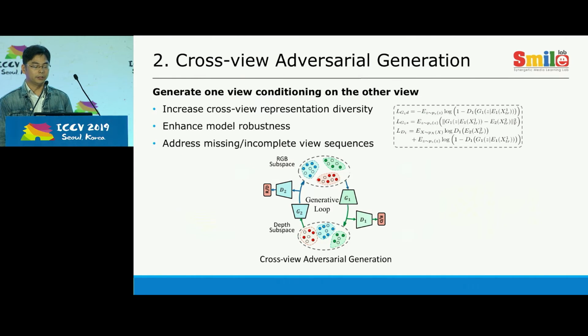Considering the missing data in the training stage, we explore the cross-view adversarial generations. So the idea is we want to generate the missing data in each view conditional on other views. So here we only show 2 view cases, so we have 2 generators, G1 and G2, as conditional GANs. So in this sense, with more data, we can improve the view-specific encoder learning to enhance the cross-view representation.